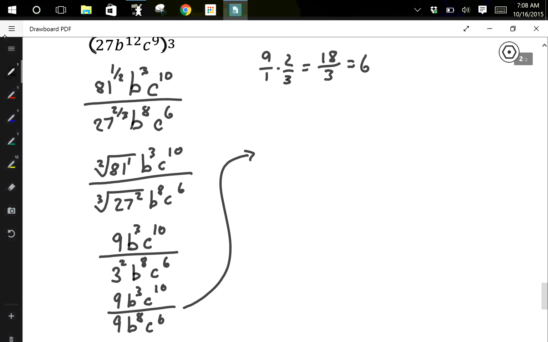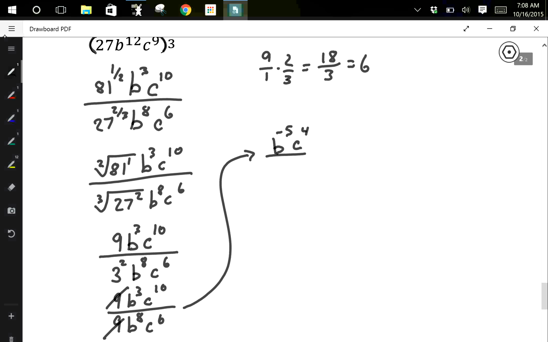So we can see though that now I can start canceling things out top and bottom. 9s cancel each other out. And then I'm left with b to the third over b to the 8th. So top exponent minus the bottom, 3 minus 8, so that's b to the negative 5, times c to the, 10 up top, 6 down below. 10 minus 6 is 4.